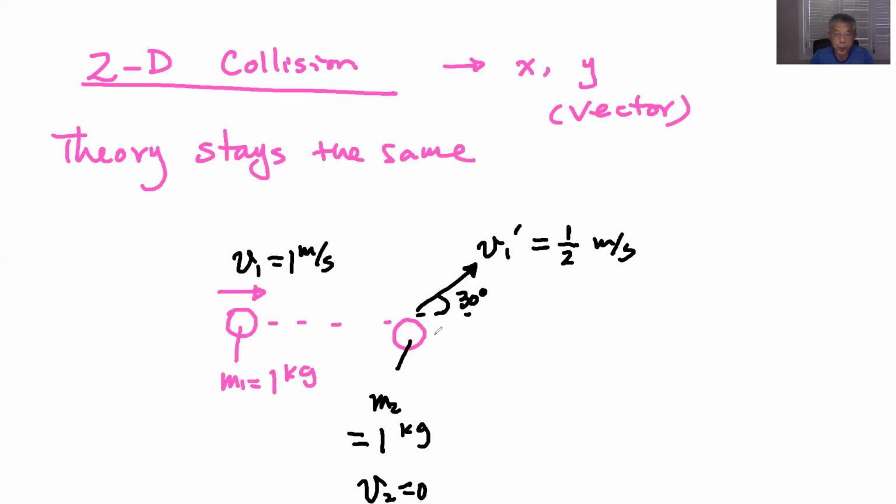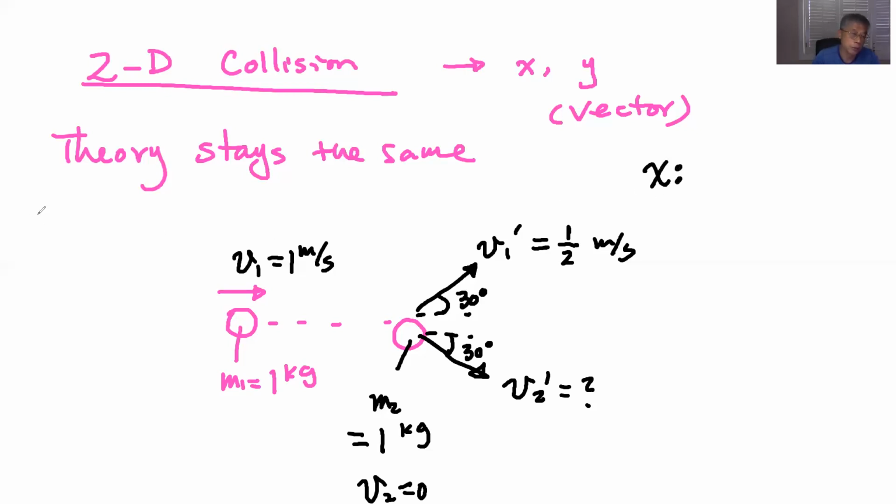So now what we want to find out is, we know that this ball is also going this direction, and this angle here is also 30 degrees, okay? We know that. But now the question is, what is V2 prime equal to? Okay, can we do that? Okay, so let's look at this problem. So let's look at the x direction.